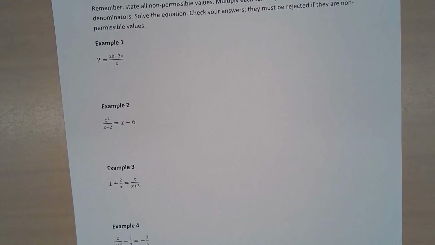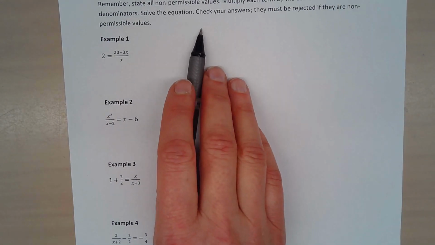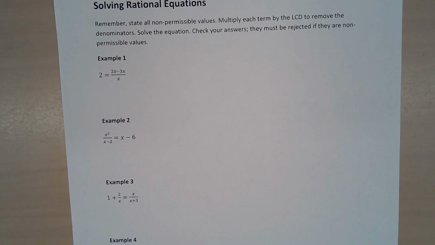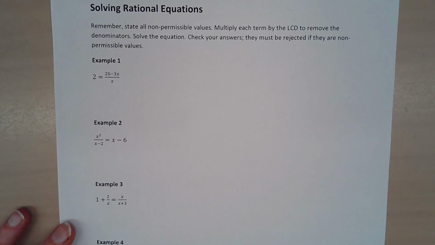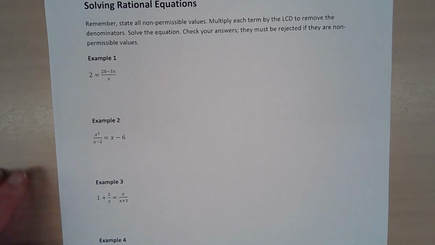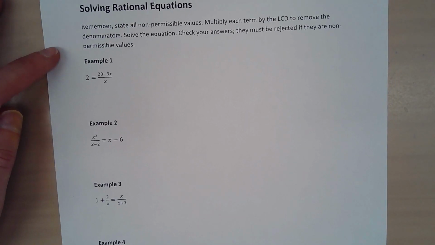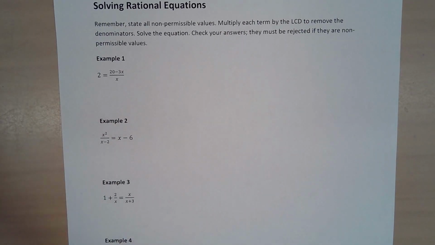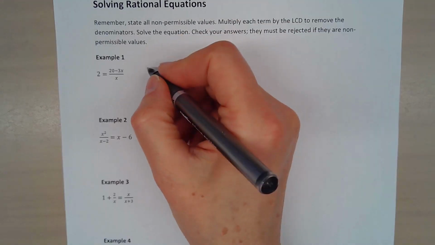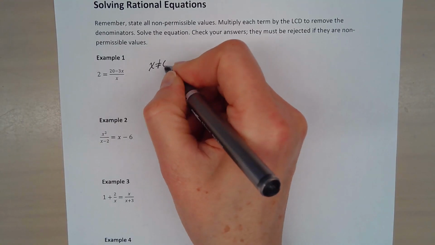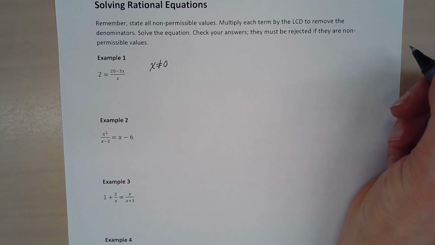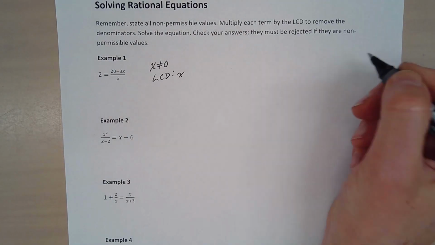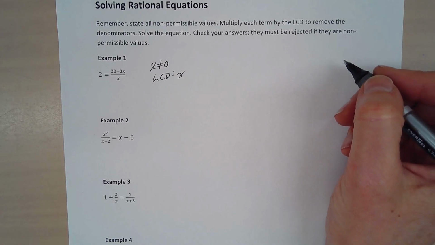All right. Again, all the instructions are reiterated. It's on the second side of that graphing sheet I gave you. State all non-permissibles, multiply each term by the LCD, solve, check your answers. These are not that challenging, but they go through the steps for you. What's the non-permissible value again? 0. And what's the LCD? x. So every term gets multiplied by x.